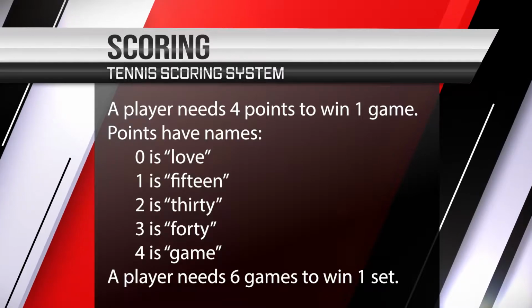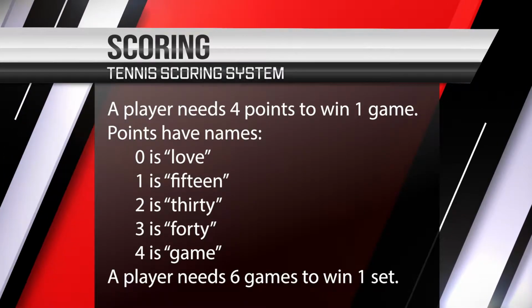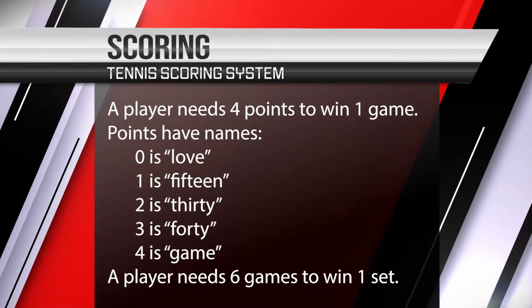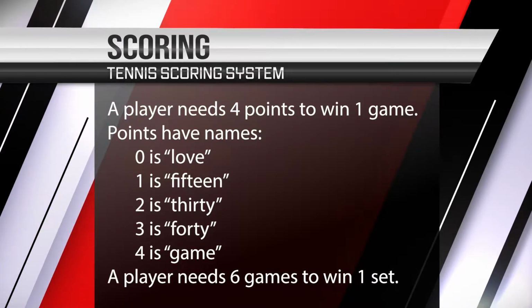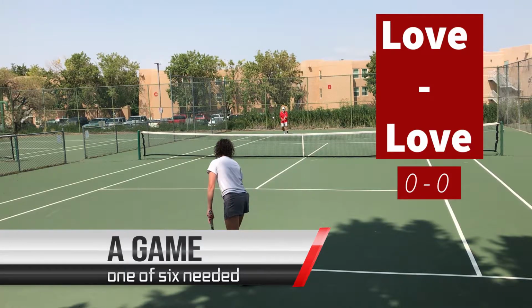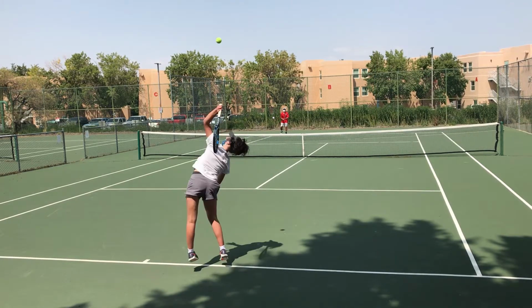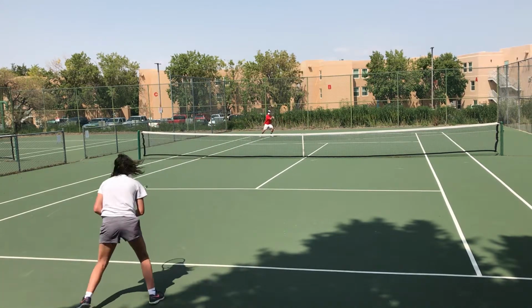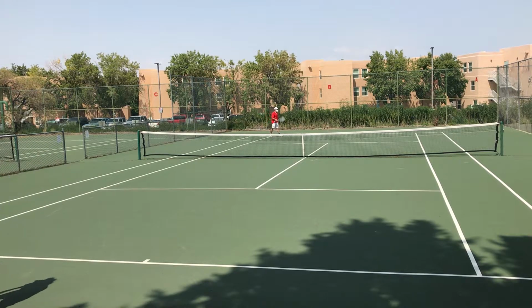Now let's look at scoring. The points in tennis have the names love, 15, 30, 40, and game. Let's take a look at a game starting from love. You can see that we're on the deuce side to start, and the return goes out of bounds.